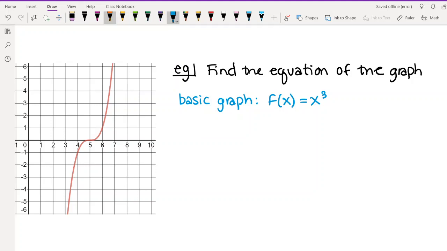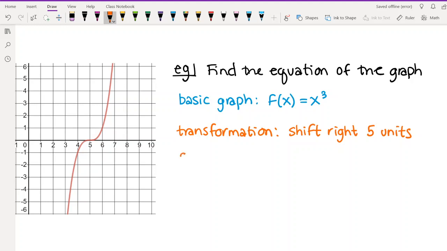So in this case, what is our transformation? How would we describe how this graph compares to the original function f of x? Well, it's been shifted to the right by 5 units. Nothing else has changed. It hasn't gone up or down, it's just shifted to the right by 5 units. And so what does that tell us? Let's say we're going to call our function g of x. That tells us that our function g of x should be f of x minus 5.